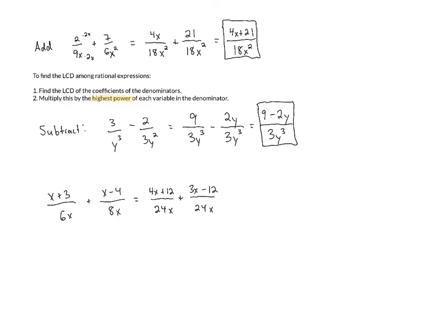Now that we have a common denominator and we have the new numerators, we can add the numerators across. 4x plus 3x is 7x. And then 12 plus negative 12 is 0. Those 12s cancel. And we keep the common denominator of 24x. So we've got 7x over 24x. And there's one more thing we can do. There is a common factor in the top and bottom that can be canceled. That common factor is x. So when we cancel that out, we're left with just 7 over 24, which is our final answer.